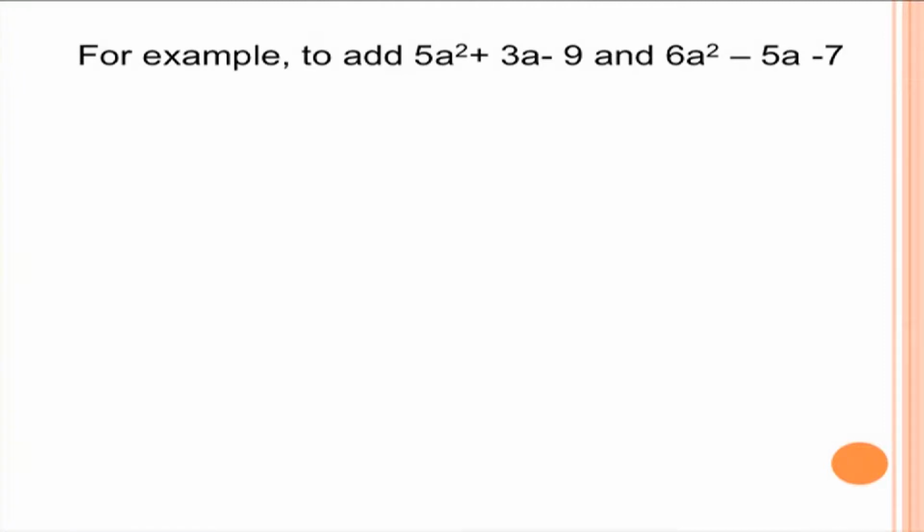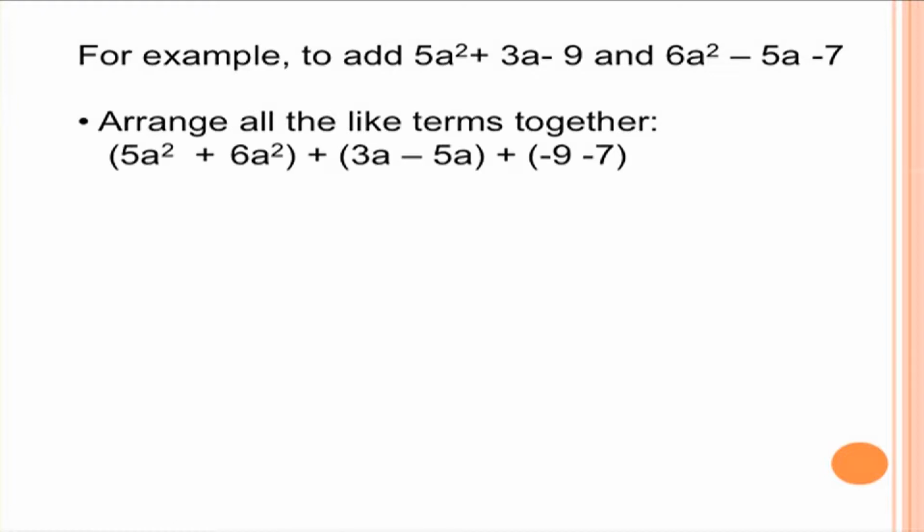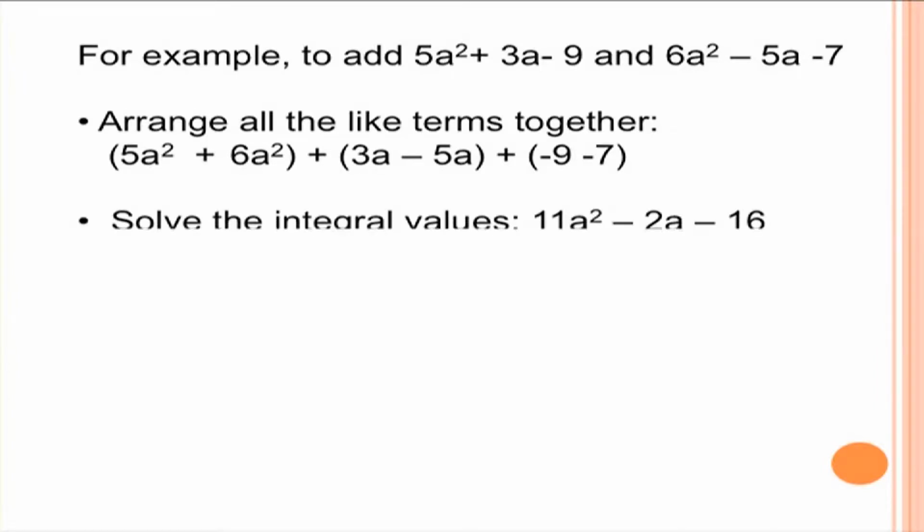For example, to add 5a square plus 3a minus 9 and 6a square minus 5a minus 7, we arrange all the like terms together, that is 5a square plus 6a square in one bracket, 3a minus 5a in another bracket and lastly minus 9 and minus 7 in the last bracket. Now solving each bracket of like terms, we get 11a square minus 2a minus 16. So this would be the solution by adding the two polynomials.